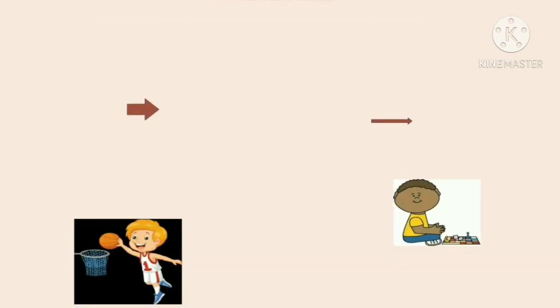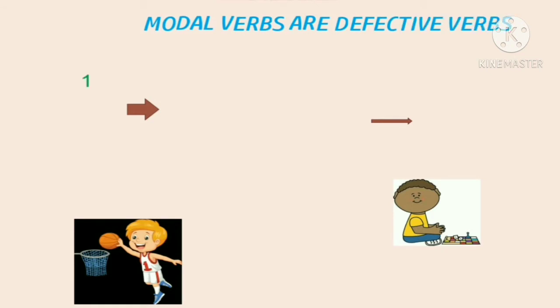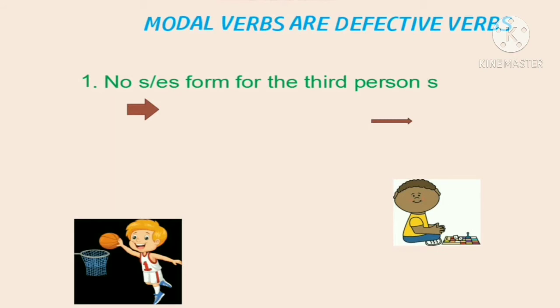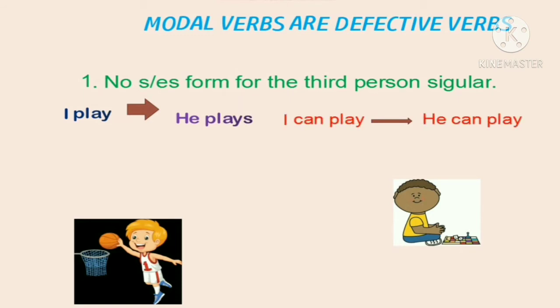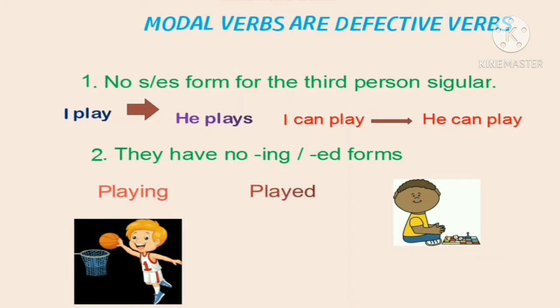Now children, let's understand more about modals. Modals are also called defective verbs. It's called defective because of two reasons. Because no S or ES form for the third person singular is used here. For example, let's take the word play. I play, he plays. Now when we use the modal can, the sentence goes as I can play, he can play. Here S is not used. The second reason is that they have no ing or ed forms. Like in the verb play, we add playing and played. But for modals, we have not heard any words like canning or canned.